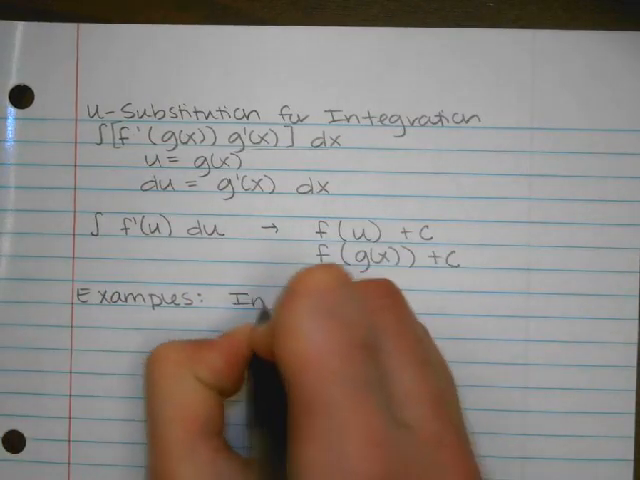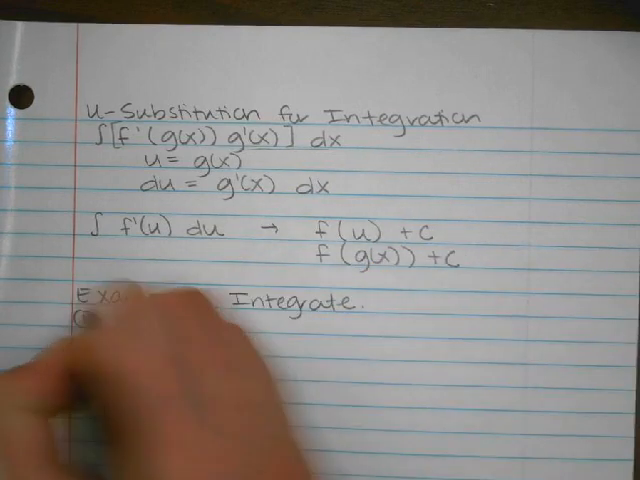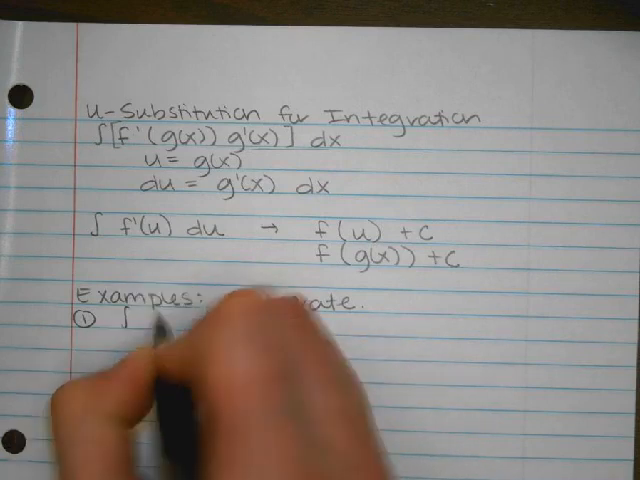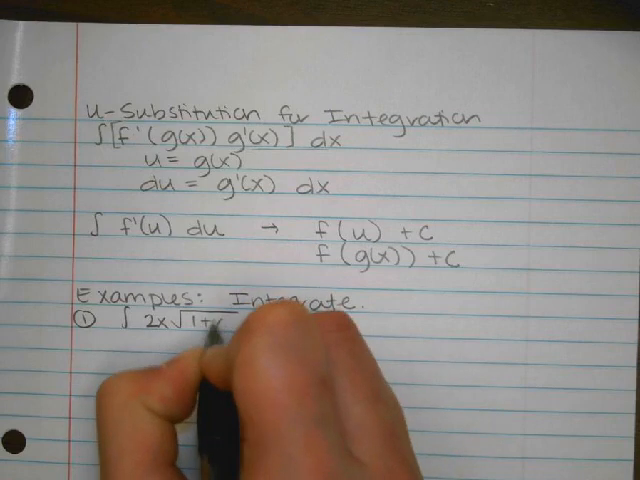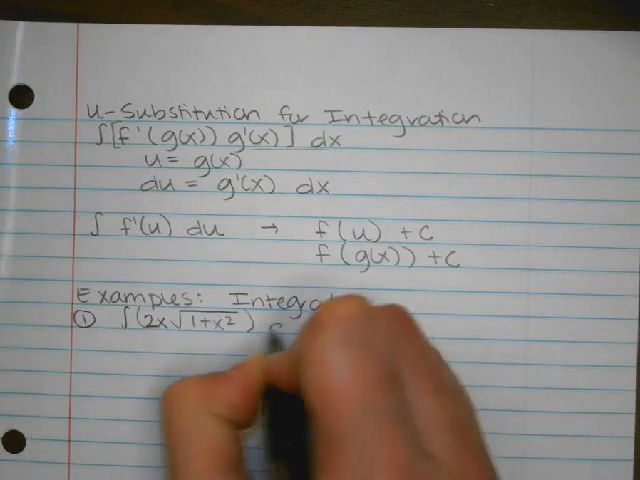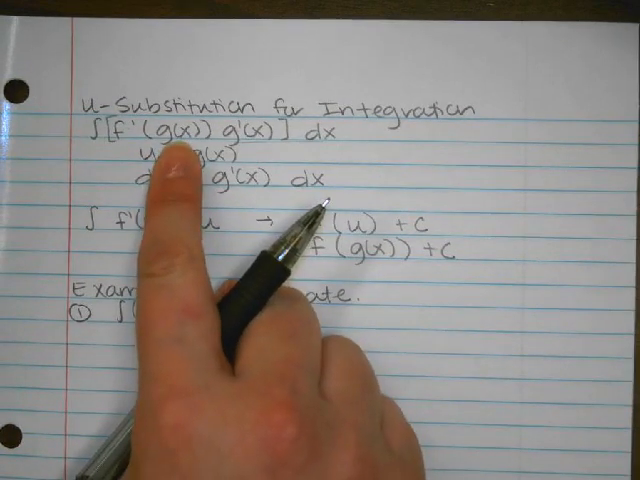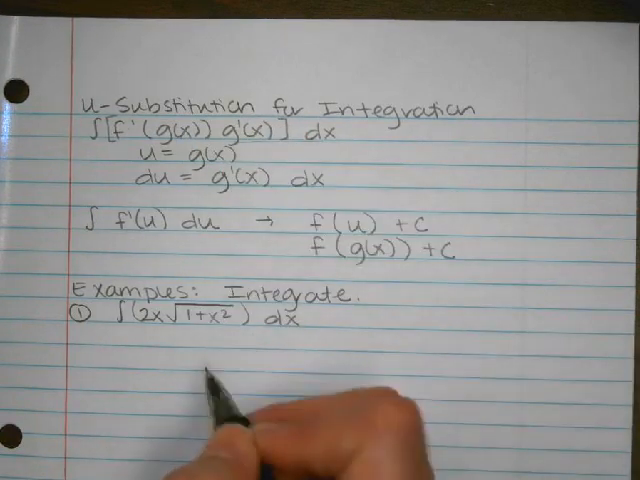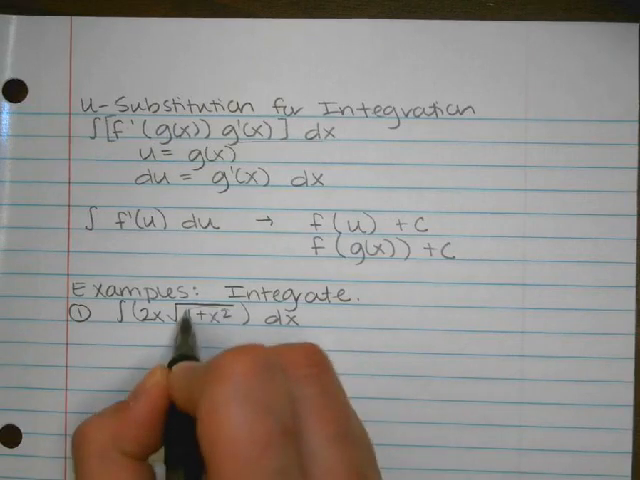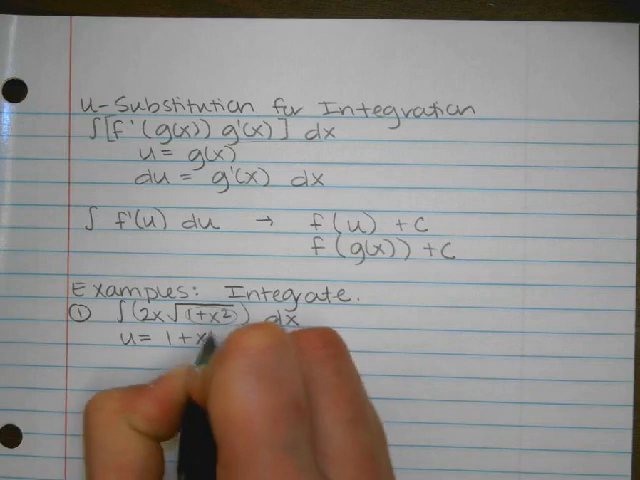So we're going to go ahead and integrate. Example 1 says that we are integrating 2x times the square root of 1 plus x squared dx. So what we're looking for, kind of like up here, is some sort of inside function where we can find the derivative outside of that. So if I'm looking for what's on the inside, that would be this part right here. So I'm going to say that my u is 1 plus x squared.